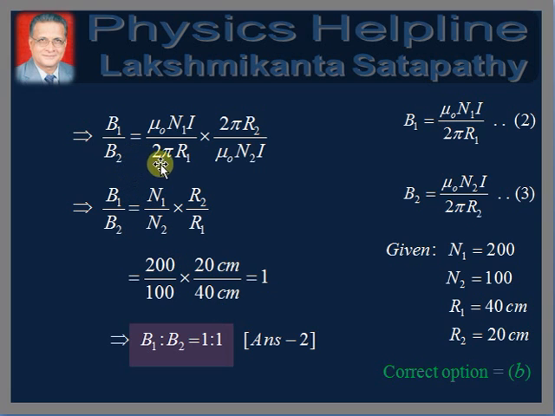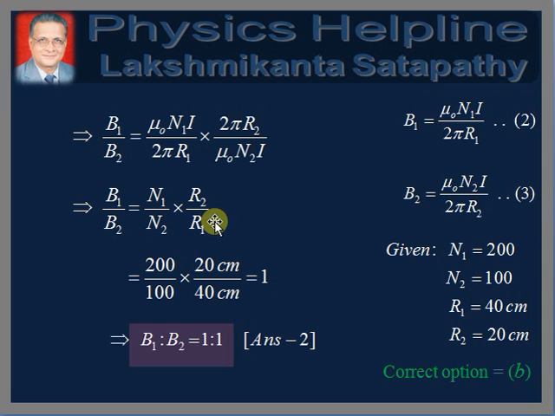So putting the value of B1, mu 0 N1I divided by 2 pi R1, into B1 by B2, B1 by B2 is 2 pi R2 divided by mu 0 N2I. That is what we have put here. Now we can see that mu 0 and mu 0 get cancelled, I and I get cancelled. Similarly 2 pi and 2 pi get cancelled. And we get B1 by B2 is equal to N1 divided by N2 multiplied by R2 divided by R1.